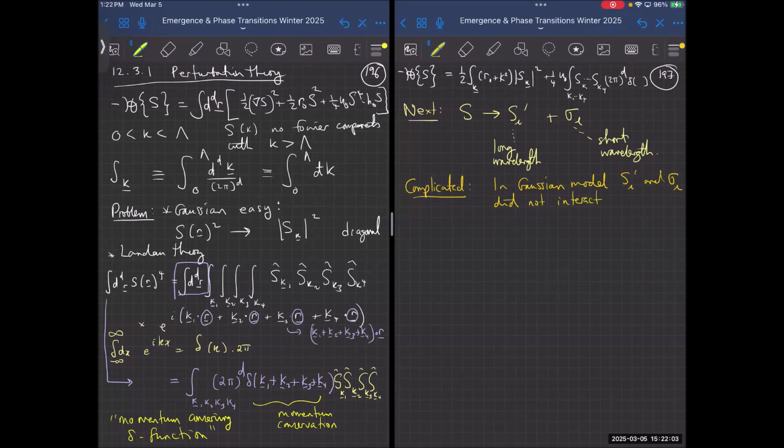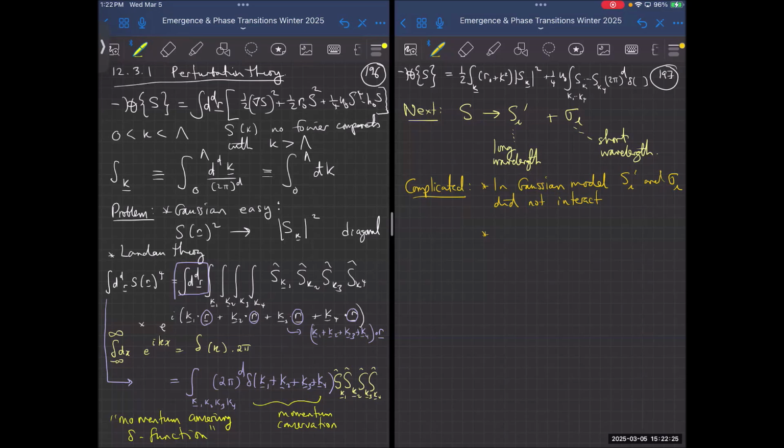When I decompose S in this way and multiply it out, there's no cross terms at all. It just splits into a part that depends on the long wavelength plus a part that depends on the short wavelength. But that's in the Gaussian model, where everything is quadratic. So because everything is quadratic, it just sums.